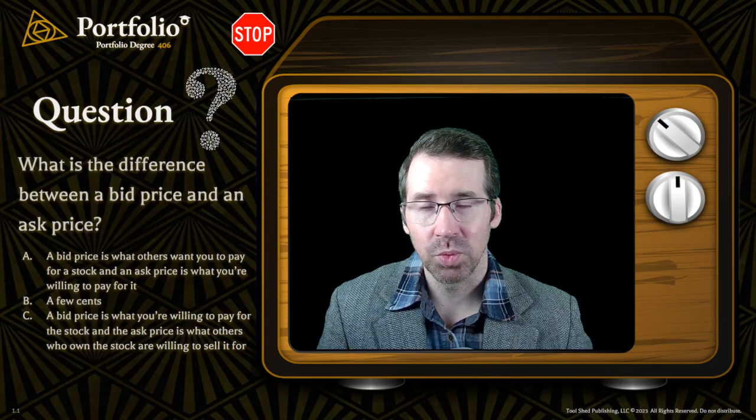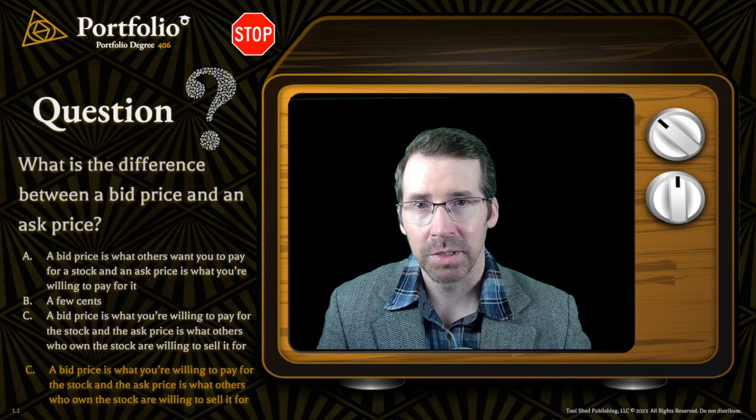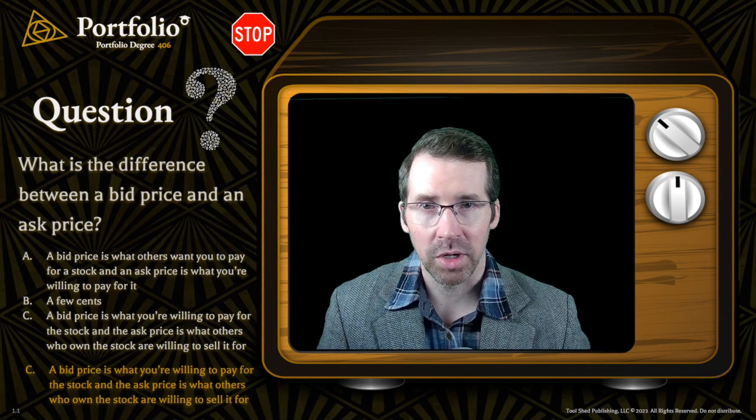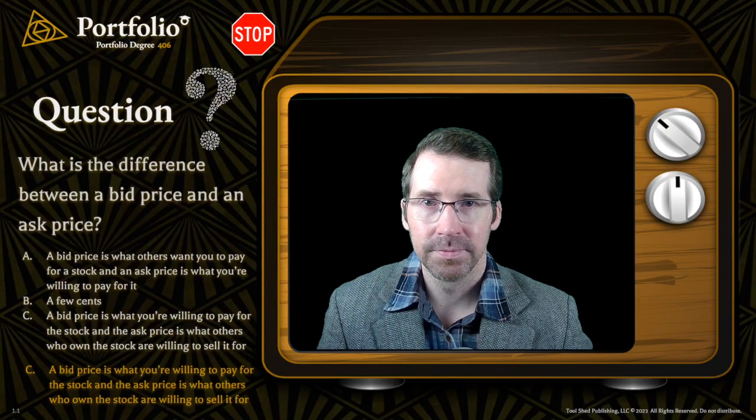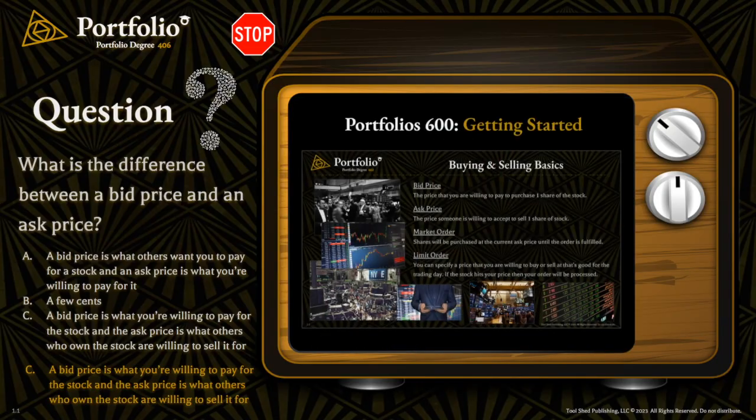So obviously, this is one that we haven't covered yet. The answer is C, a bid price is what you're willing to pay for the stock, and the ask price is what others who own the stock are willing to sell it to you for. We'll cover bid price and ask price in more detail when we get to Portfolio 600, Getting Started.